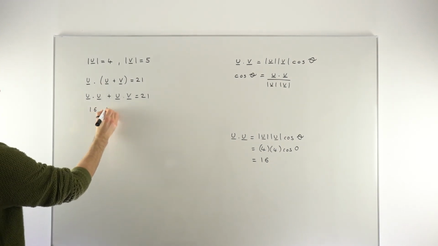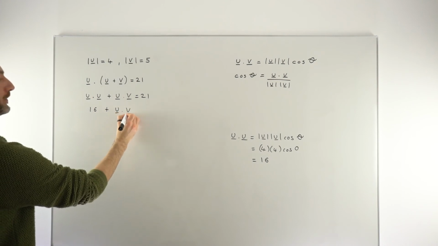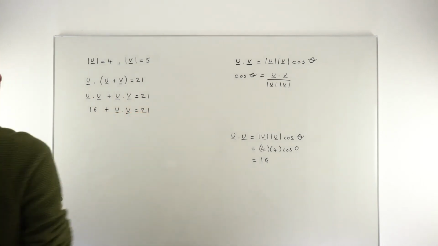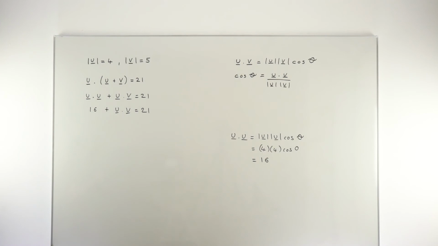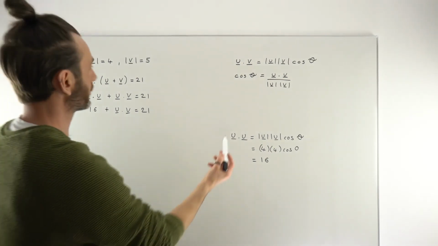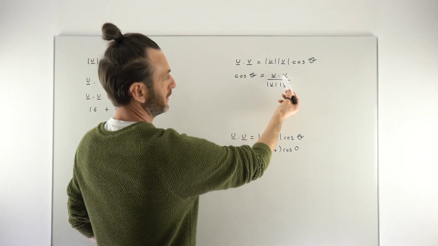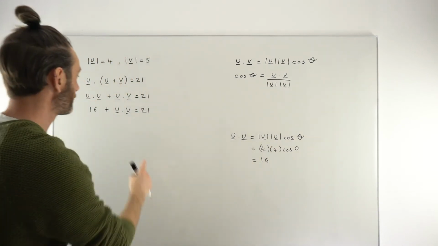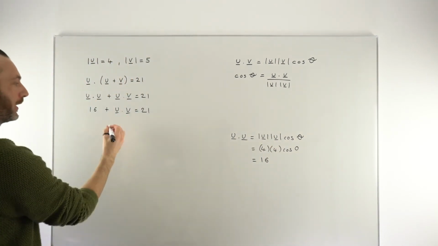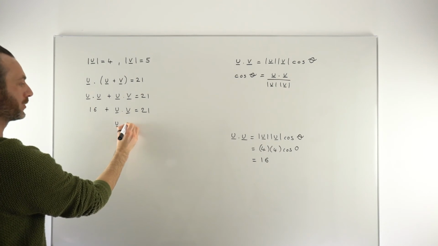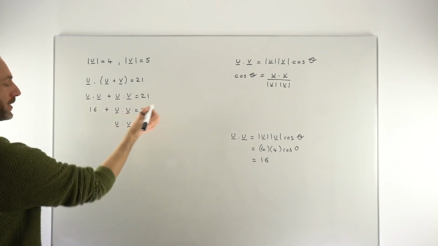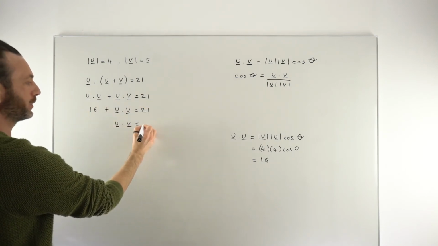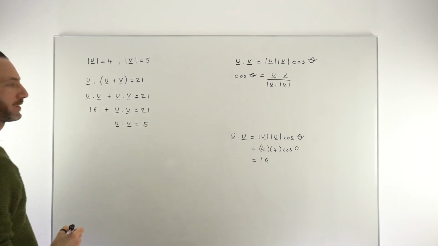So we get 16 plus u dot v equals 21. And if we think about where we are with the question, remember that we've already got this part here, and it's the u dot v part we're trying to get. So we've got u dot v in our equation, and we can just solve for it by subtracting the 16 to the other side. So it's going to be 21 minus 16, which is 5.